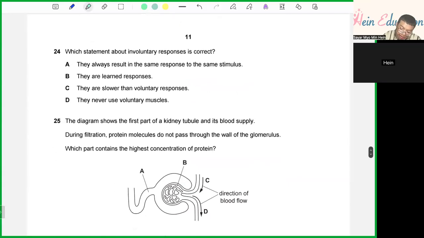Number 24, which statement about involuntary response is correct? So it's asking about involuntary. They result in the same response to the same stimulus. They are learned responses? No, not learned responses. Slower than voluntary? No, involuntary responses are faster. They never use voluntary muscles? No, right? Because it's a reflex action, involuntary. So the correct answer is A.